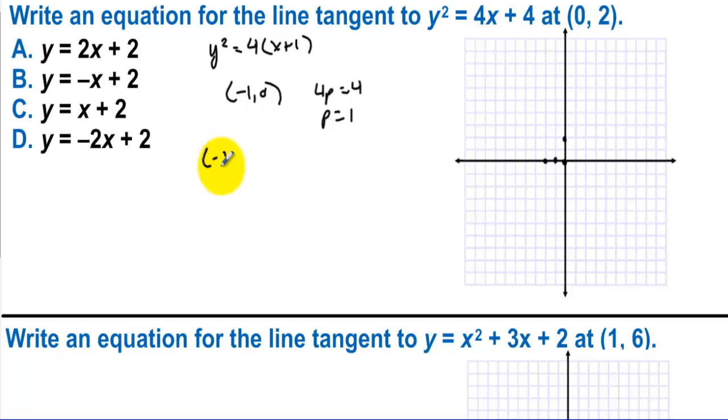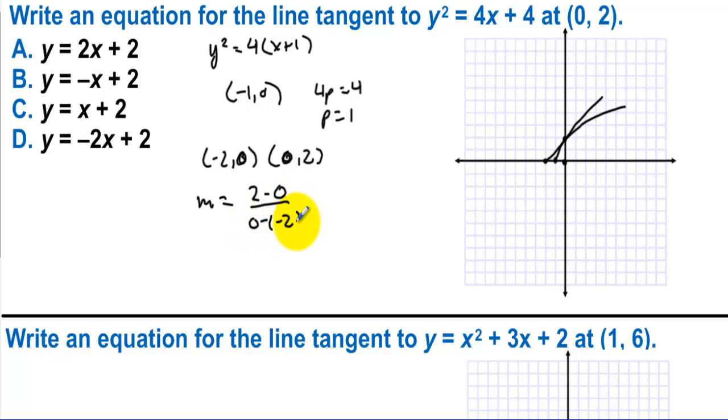We have the point (-2, 0) on the tangent line, because here's the parabola. There's the tangent line. We have (-2, 0) on the tangent line, and we have (0, 2) on the tangent line. Let's get the slope. The slope is 2 minus 0 over 0 minus negative 2. That's 2 over 2, so the slope is 1. We have y minus 2 is equal to 1 times x minus 0. We have y equals x plus 2. The answer is letter C.